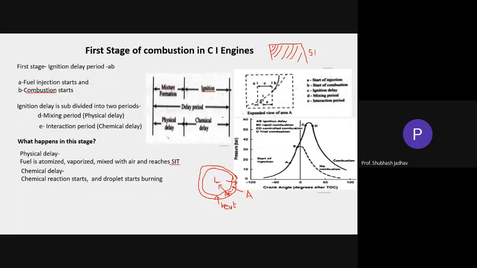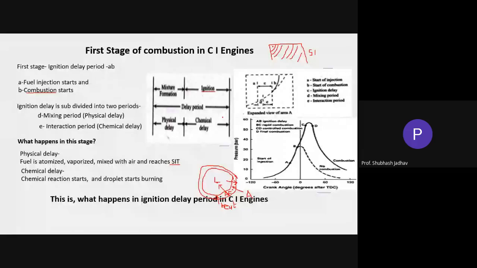During physical delay, fuel is atomized, vaporized, a mixture is formed, and the mixture reaches self-ignition temperature. During the chemical delay period, the chemical reaction starts and the droplet is engulfed by the fire, and it starts burning. So this is what happens in the first stage of combustion, which we call the ignition delay period. I hope everybody understood what is happening in the first stage.